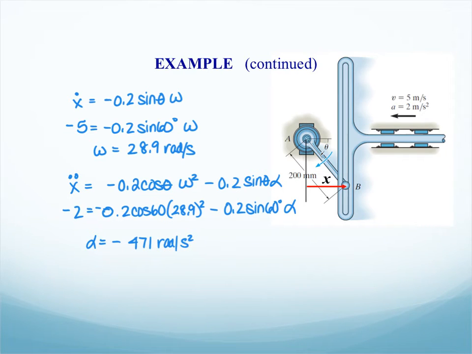So that's an example of what we're talking about. The idea is that you can talk about a distance and express it in terms of an angle, and then be able to get a relationship between velocities of something and those angular quantities.